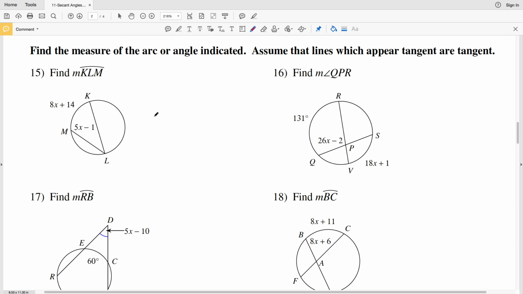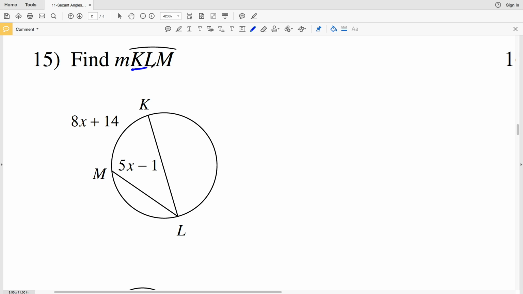Now for the next set of problems, 15 through 18, we're going to be finding the measure of the arc or angle indicated. So we're going to be solving for x, and then plugging x back in to solve for that arc or angle. We're finding the measure of arc KLM, this large arc. Remember that a circle adds up to 360 degrees. So KLM will equal 360 degrees minus this section of arc MK. Subtracting that arc will leave us with KLM. But first, let's solve for arc MK.